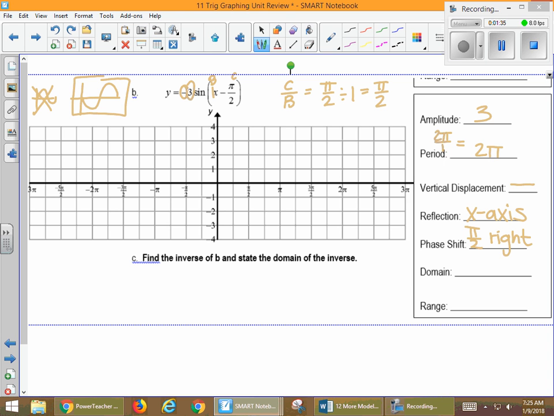So when I'm doing the graph, I'm going to start, instead of at the origin, pi over 2 to the right. The period of my function is 2 pi. So from here, I'm going to go 2 pi. That's going to be out at 5 pi over 2. I'm just moving everything 2 boxes to the right.